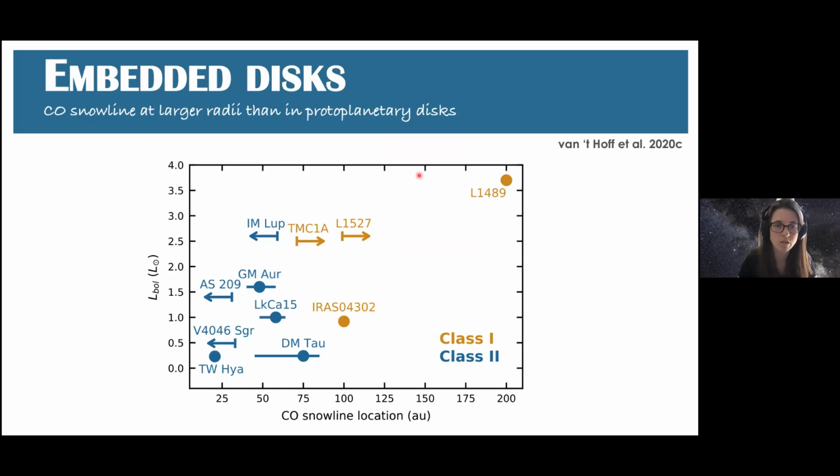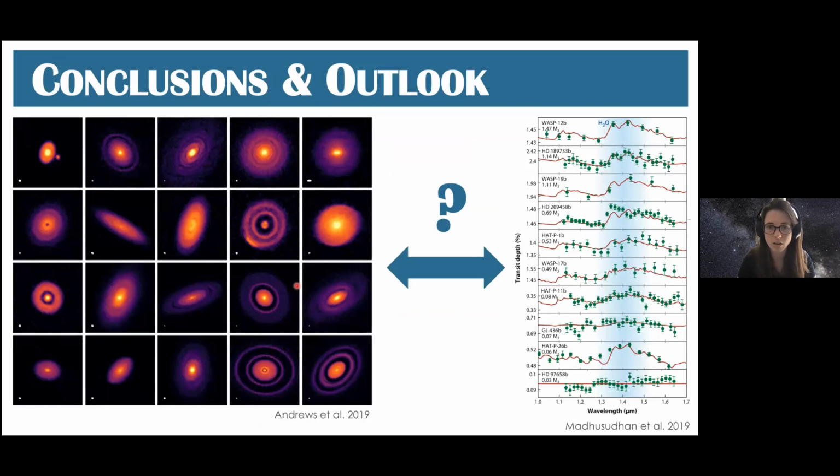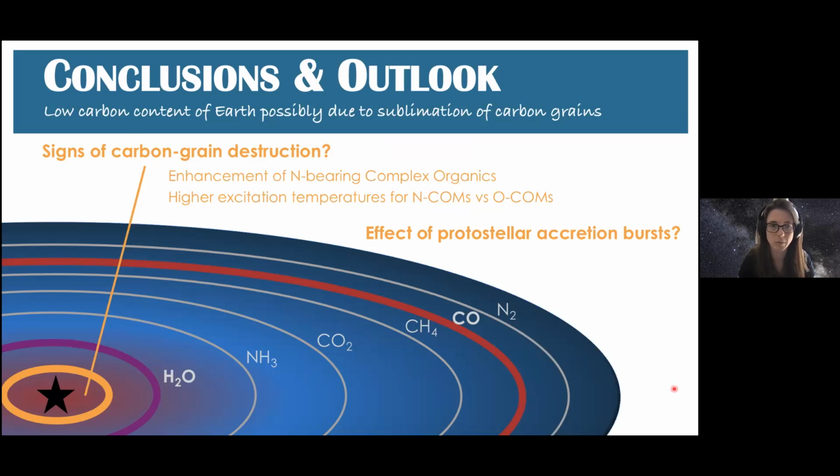So just compiling these results together and comparing it to the class 2 disks, plotting their luminosity versus their snowline location. And this is showing that for these class 2 disks, even though they have similar luminosities, these class 1 disks, so these young disks, have their snowline further out than these more evolved disks. So they're actually warmer. I will skip this and go to their conclusion.